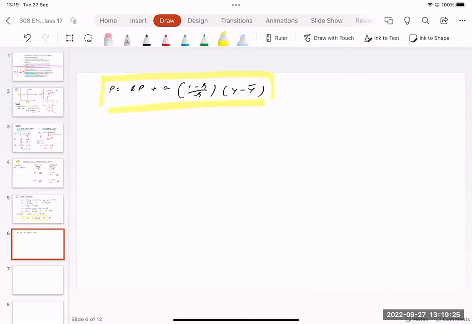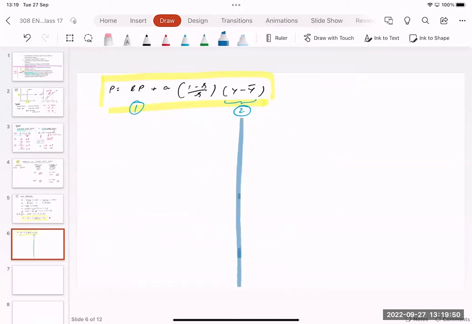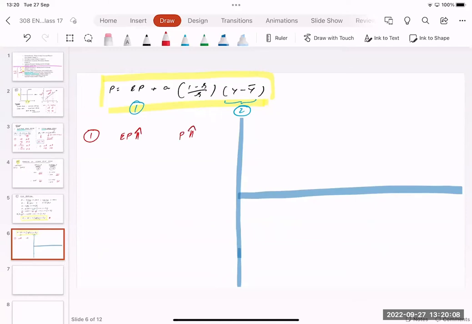From this equation, we can explain that there are two main factors that can affect the price level. The first one is EP and the second one is Y minus Y bar. Starting with number one, the first factor is how the business sector thinks about the price. If they think the price in the future is going to increase, the expected price is increasing, so the price today is going to increase. If they think the price in the future is going to decrease, the price today is going to decrease. This is about the way they think.